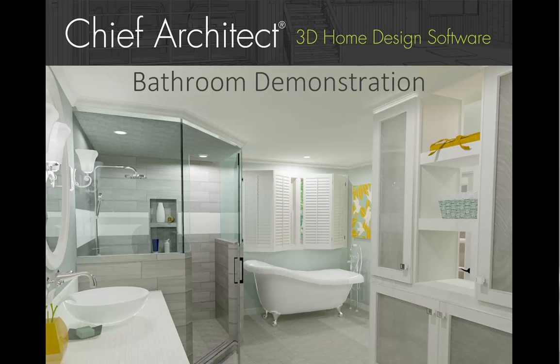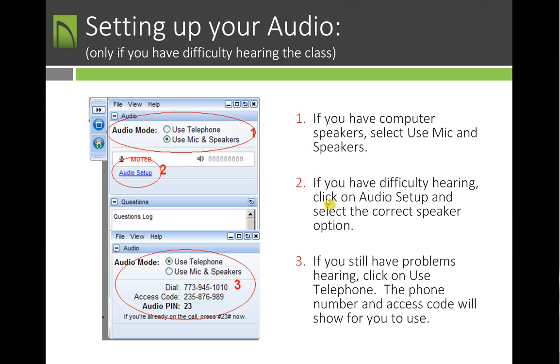Now before we get started, we're going to take a look at our GoToMeeting control panel. By default, you'll be on Use Mic and Speakers. That's kind of the standard. You don't need to worry about setting up a microphone today because we do have everyone muted. However, you can still ask questions via chat.